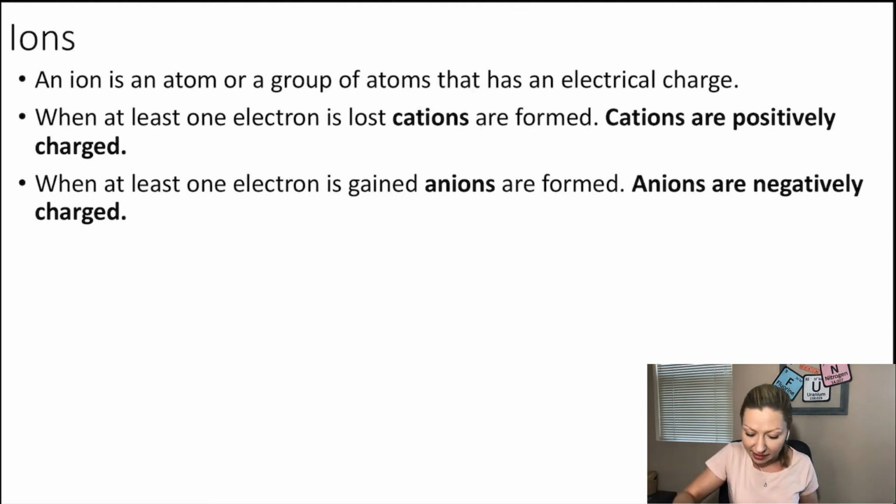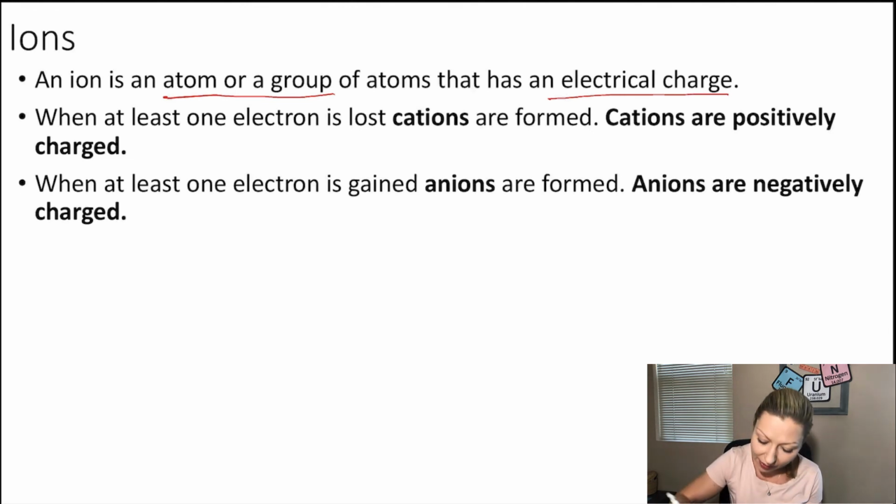An ion is an atom or a group of atoms that has an electrical charge. When at least one electron is lost, cations are formed, and cations are positively charged. When at least one electron is gained, anions are formed, and anions are negatively charged.